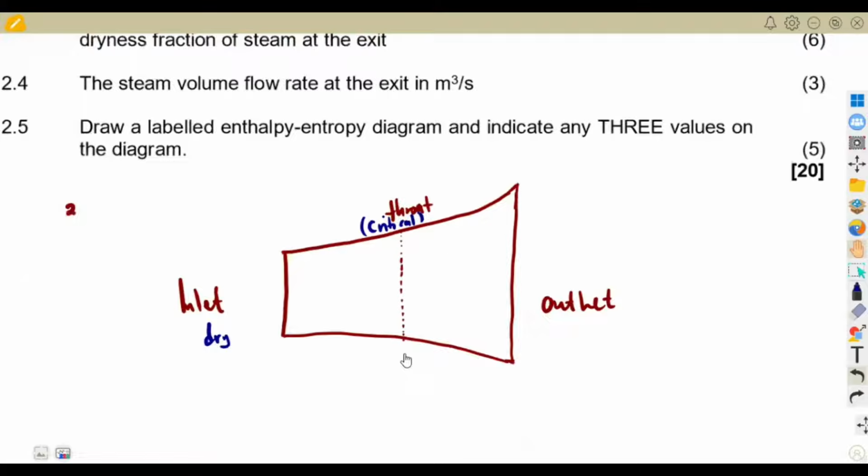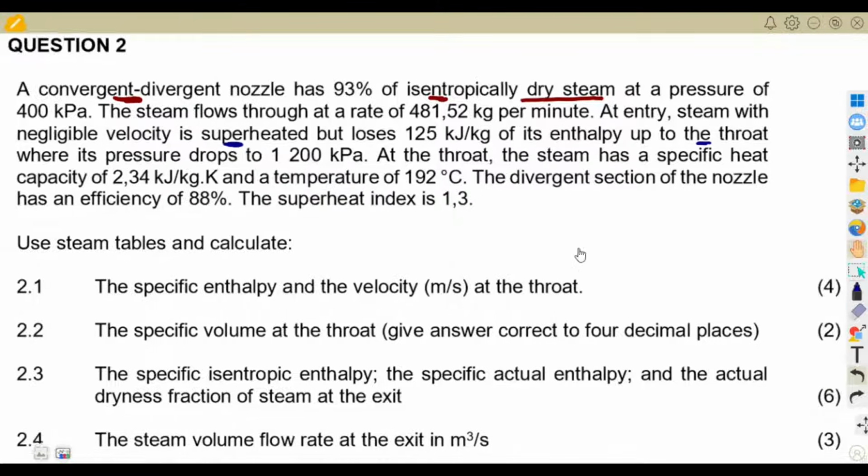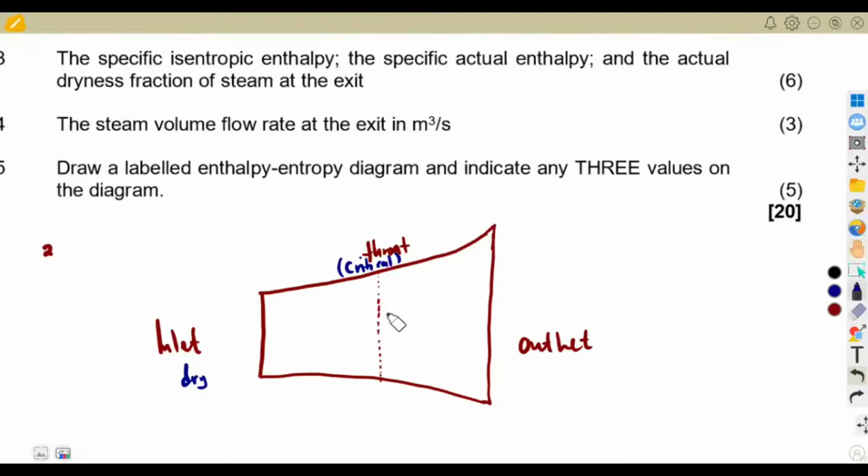Then we have this part where the steam flows at the entry with a certain velocity, then is superheated but loses 125 kilojoules per kg of its enthalpy up to the throat. Take note, it loses this when it is superheated. Meaning when it is reaching the throat, it is now superheated steam.